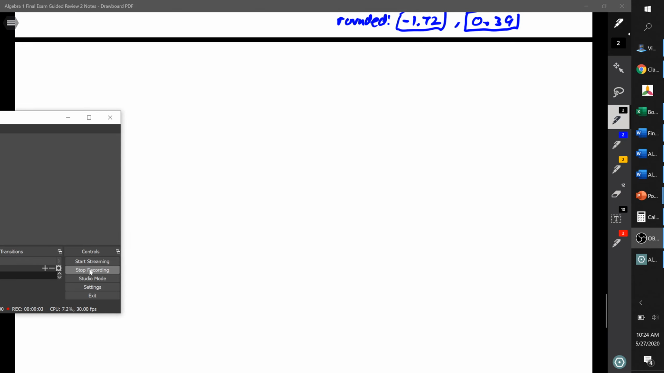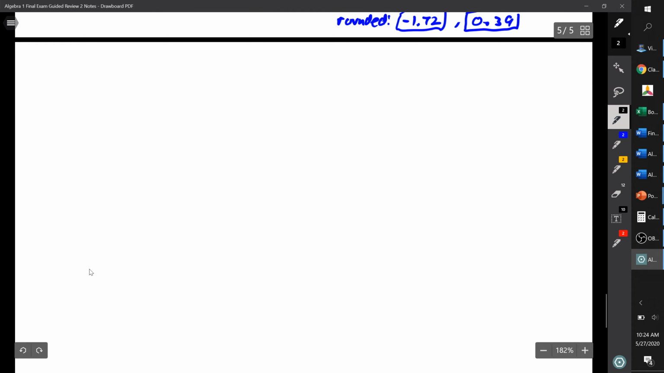Algebra 1, Final Exam Guided Review 2. This is going to be numbers 8 and 9. So number 8, you're probably glad to know we're done with the solving quadratic equations kind of stuff. And these two problems, one of them is simplifying and combining radical stuff, so stuff with square roots. And then the other one is just knowing your sine, cosine, and tangent.